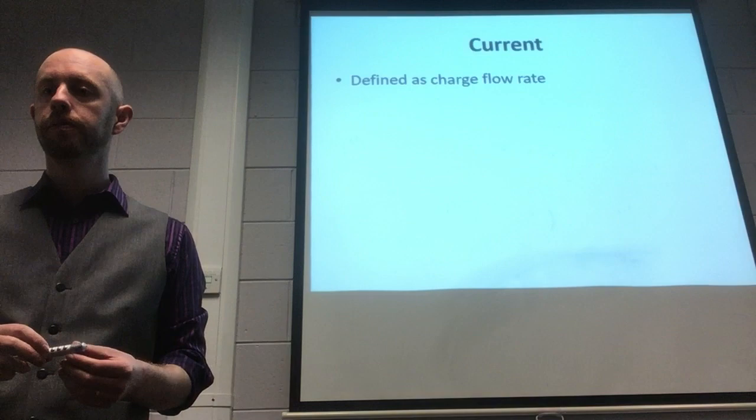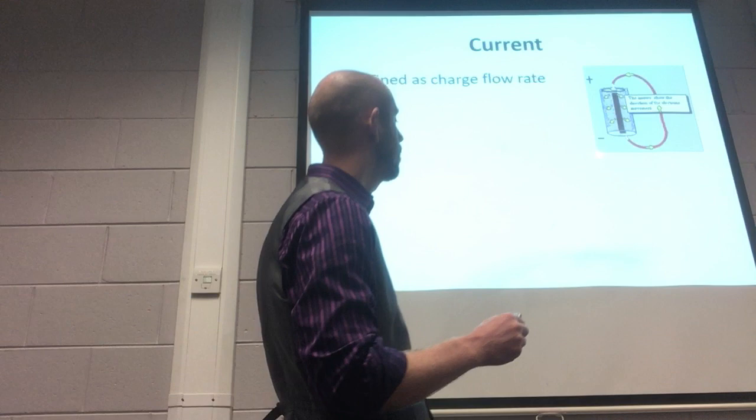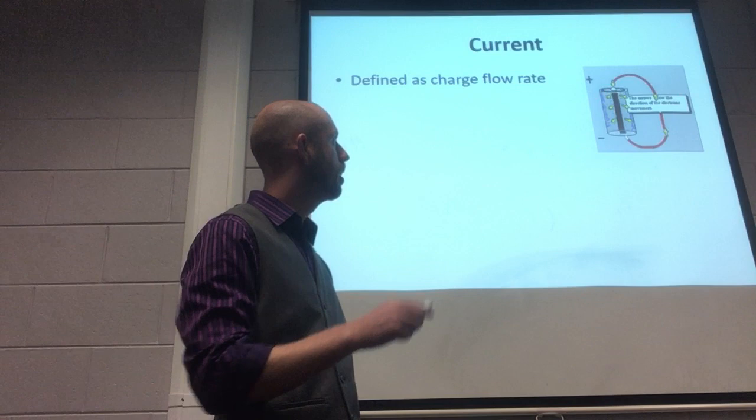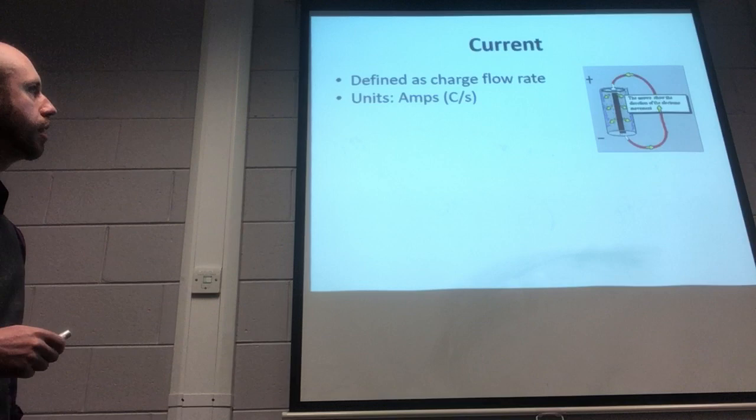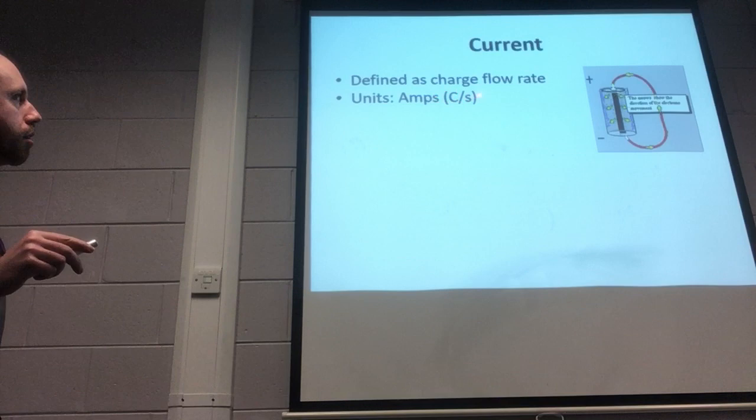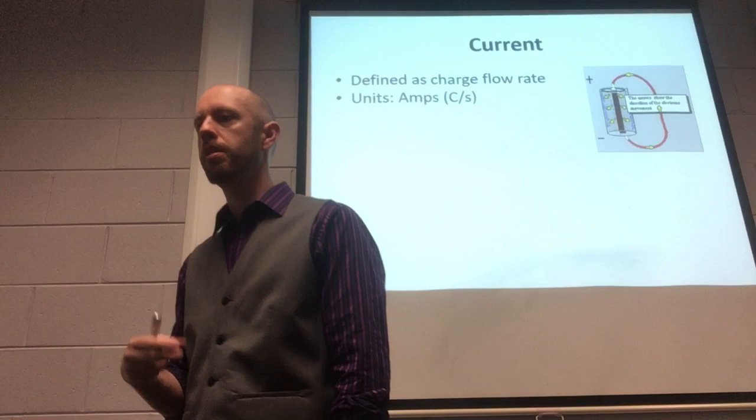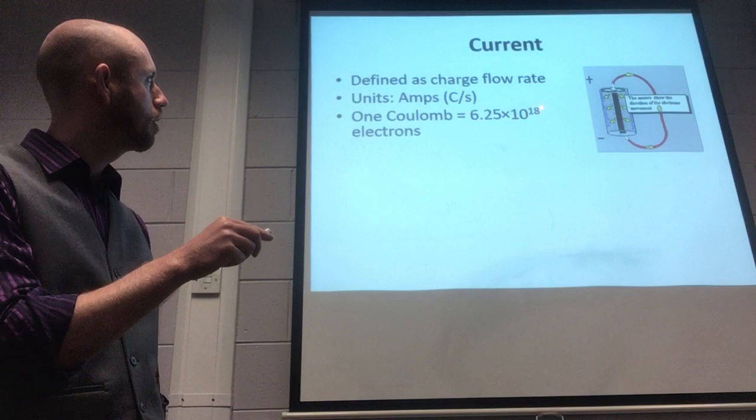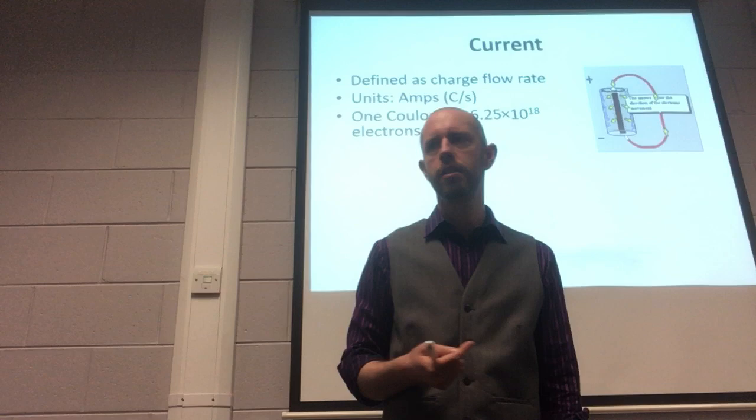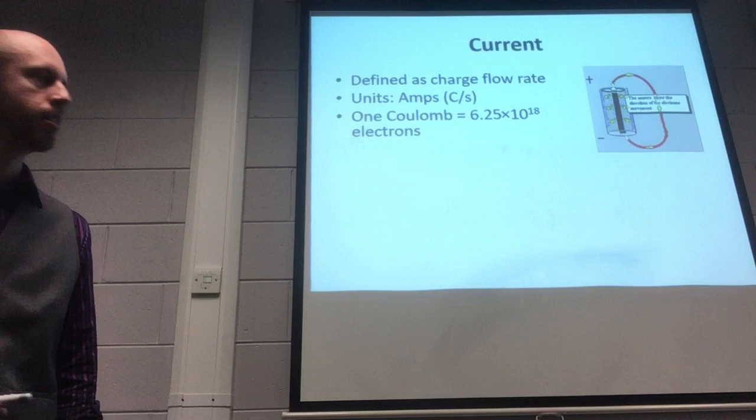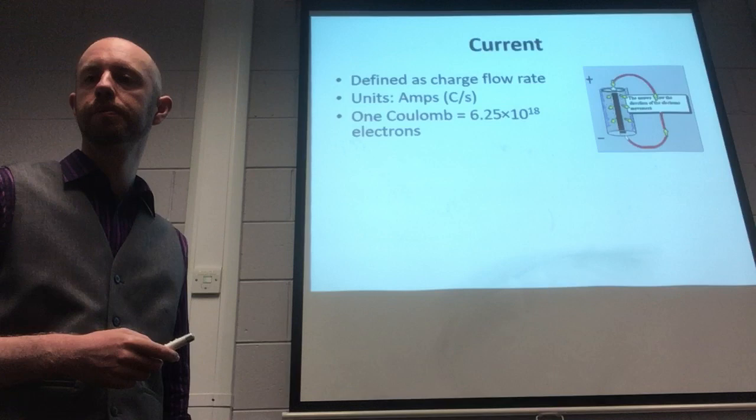For example, in a battery, if we short circuit it, then we'll have an electric current flowing from the negative terminal to the positive terminal. This is showing the direction of movement of electrons. It has units of amps, and amps has more fundamental units of coulombs per second. A coulomb is a quantity of charge, a very big number: 6.25 times 10 to the 18 electrons. Again, it's one of these incredibly big numbers that you often come across in physics that's very difficult to get your head around. So one coulomb is an incredibly large number of electrons, and one amp is simply one coulomb per second.